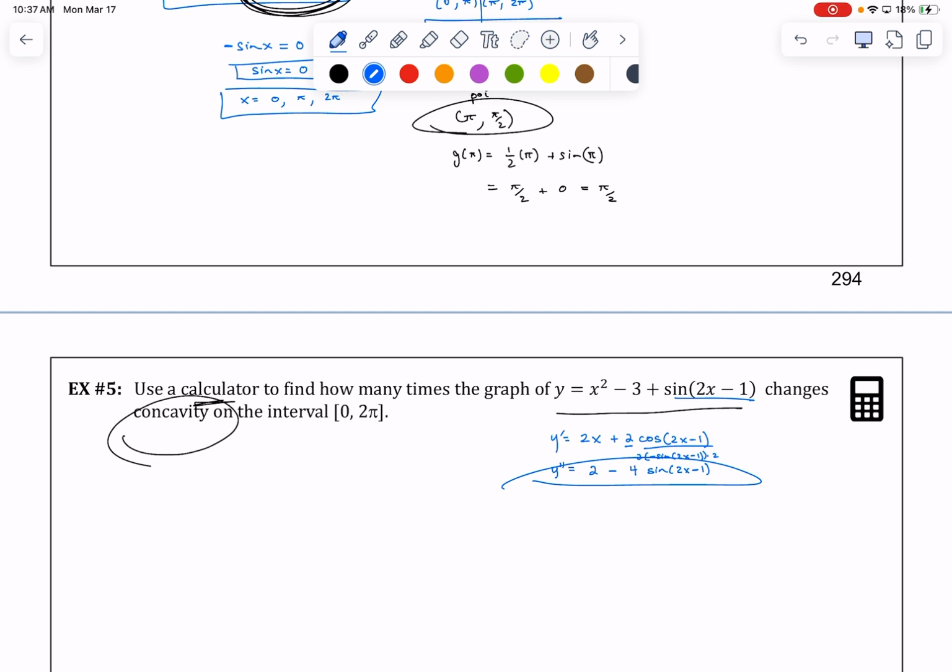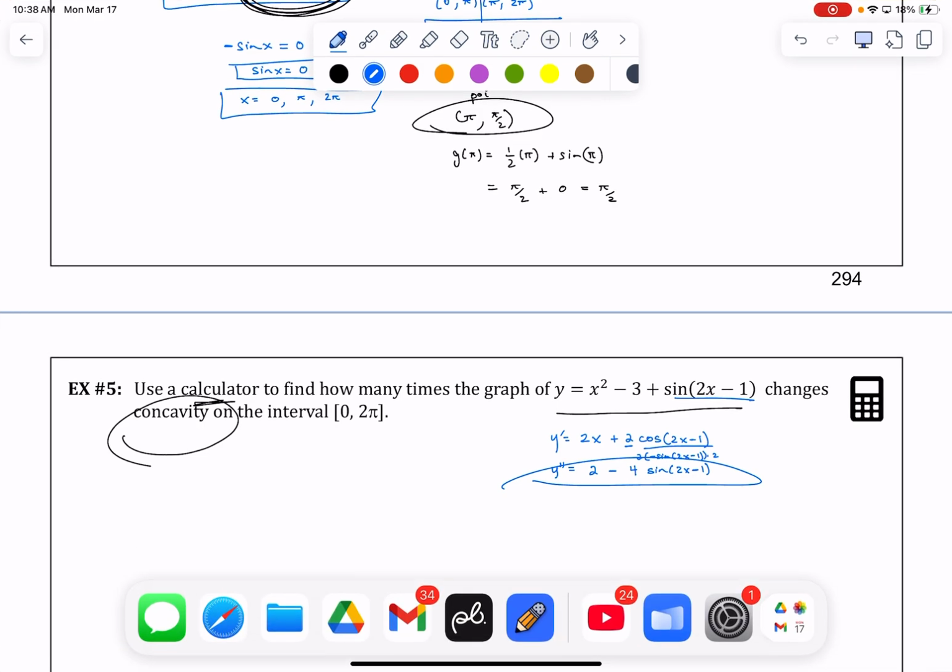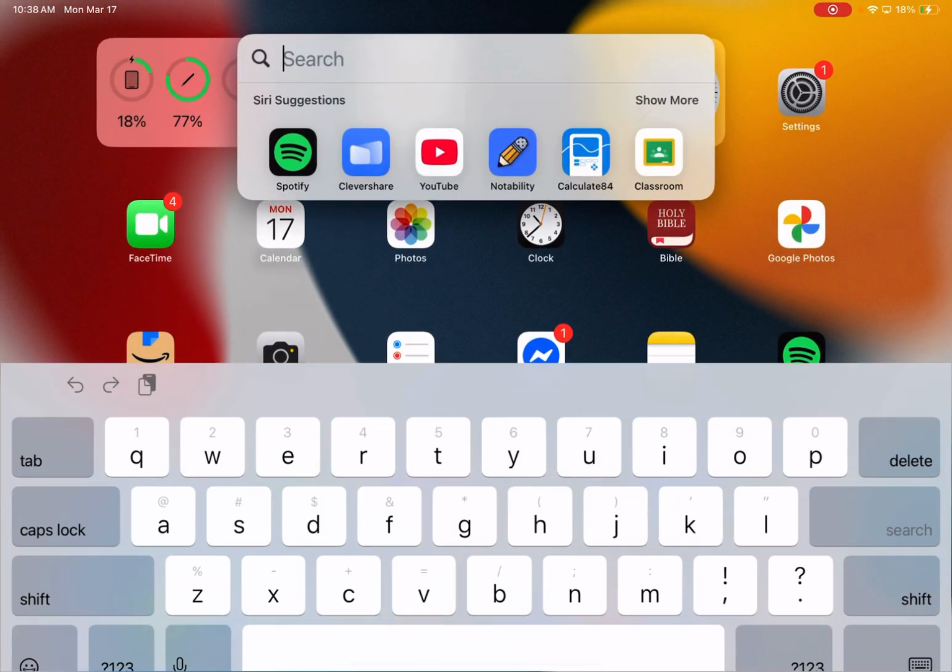Hold off on the original into y3. Wait, the original or... sorry, the first derivative into y3. So the second derivative, put it in y1, put the original in y2. All right, I'm going to go to my calculator so you can see this as well.